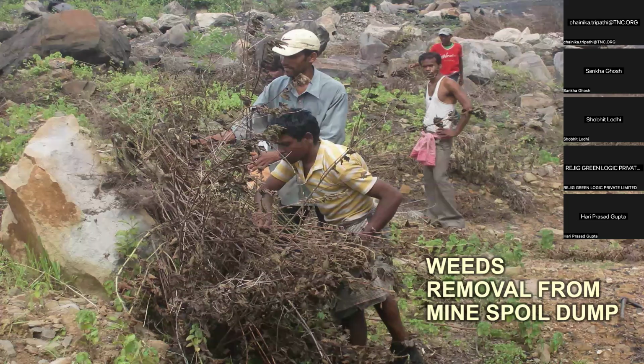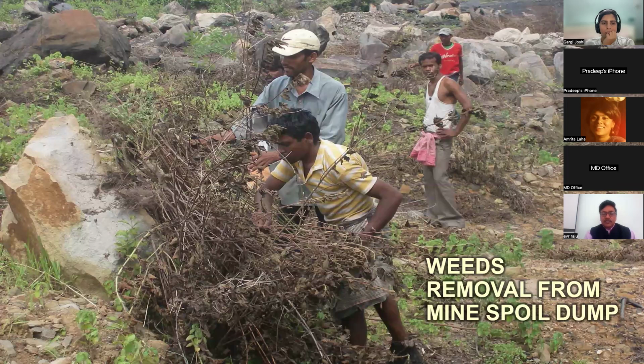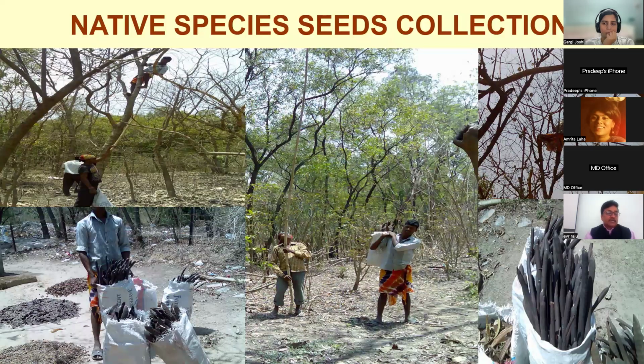So this photograph shows the removal of weeds from the spoil dumps. These are the lantana. Next slide, please. Next slide. So you are collecting. See, another thing is we have to go for the native species. Even in the Miyawaki type of plantation, you might have read or gone through that, the native seeds and native species. We collect the seeds from the local forest, nearby forest. The next slide, please.